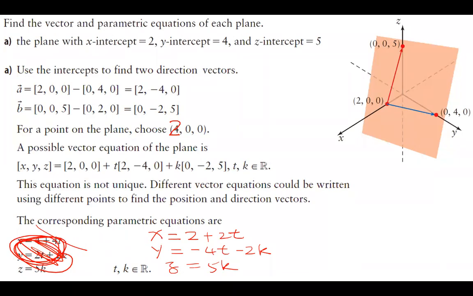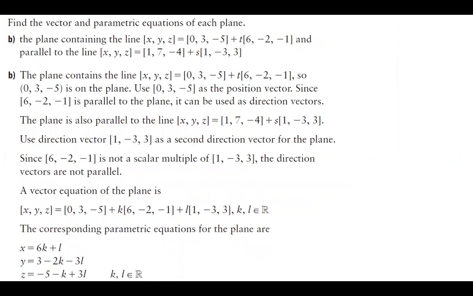Okay, then let's have a look at the next question. The plane contains a line (x, y, z) equals (0, 3, -5) plus t times (6, -2, -1), right? So the point (0, 3, -5) is on the plane because that point is on the line. You can use (0, 3, -5) as a position vector, which means the position vector of a given point, right? Since (6, -2, -1) is parallel to the plane, it can be used as a direction vector.